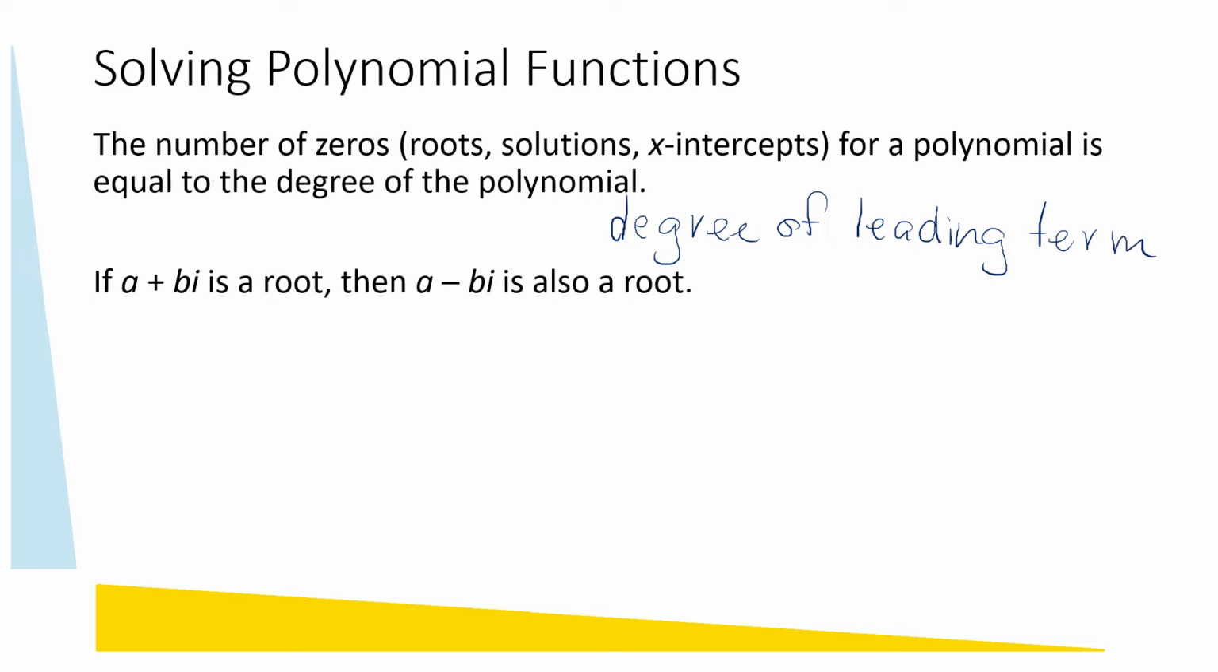And one other thing: if I have x to the 5th as my leading term, it will have 5 zeros, but not all of them will necessarily have to be real. We can also have imaginary roots. But if you have one imaginary root, you also have to have a second imaginary root, because you have no imaginary numbers in the polynomial.